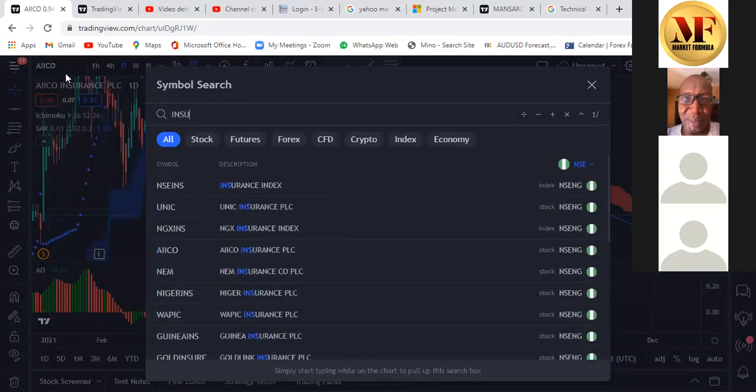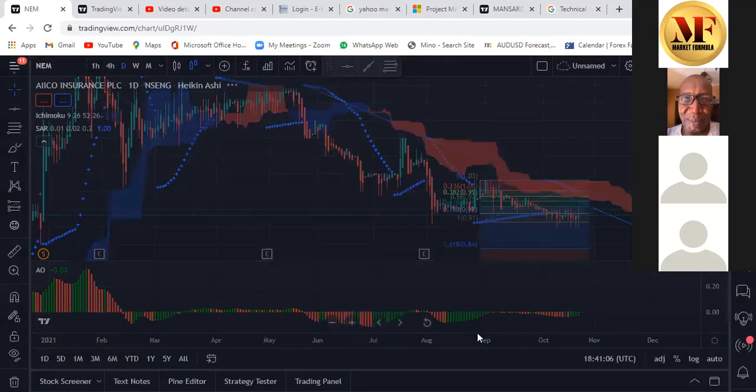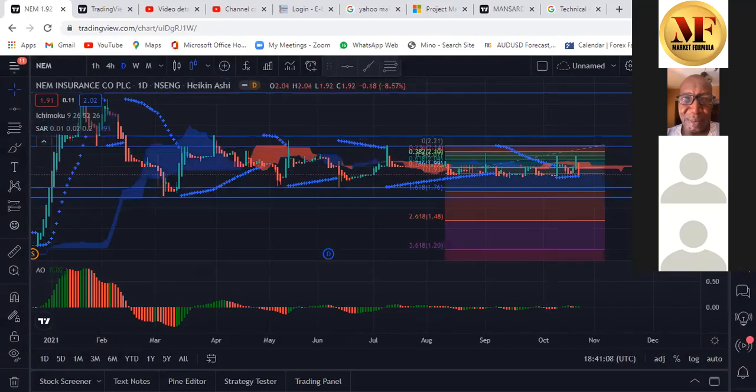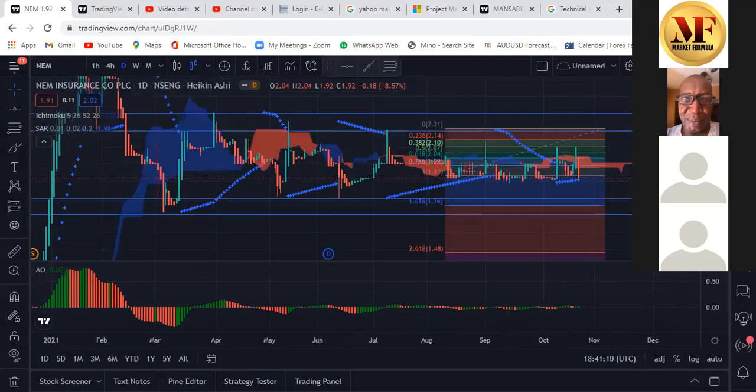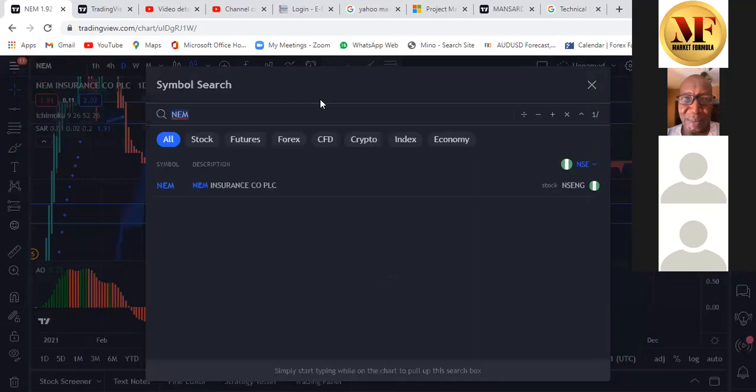Insurance. Let's see the name. It's consolidating at the support, so you can enter. Look at this one. This one is flat. It's ranging. So if price comes around 1 naira 80 kobo, you can enter. At this level, it just continues to go up and down. Price doesn't have direction from here. So you can leave this one. And insurance.